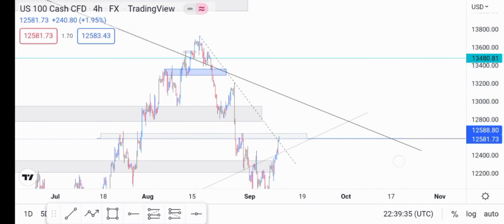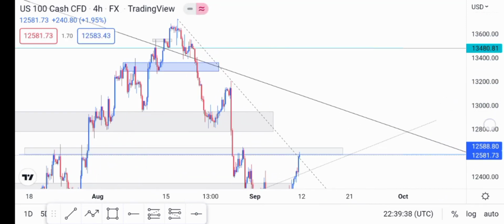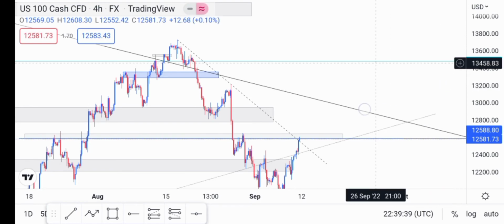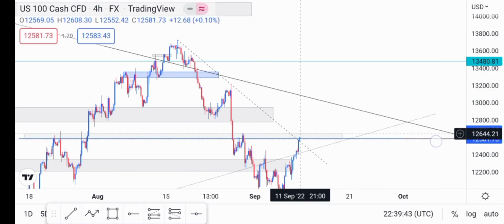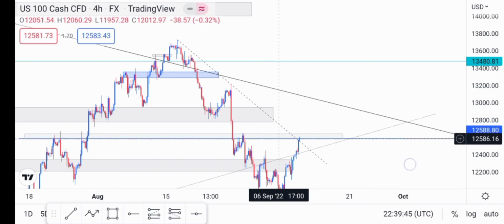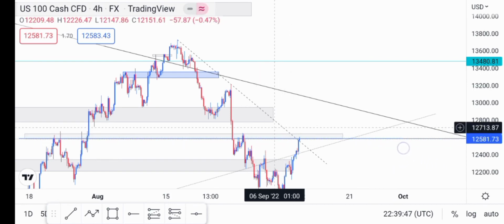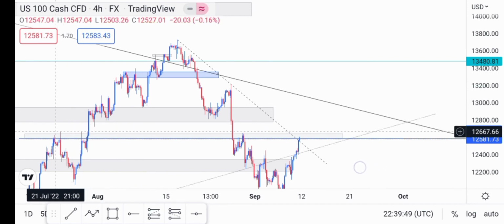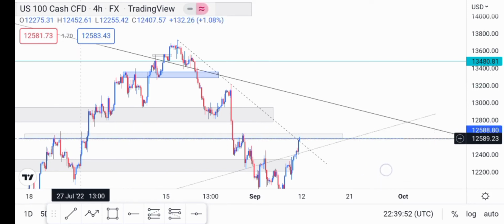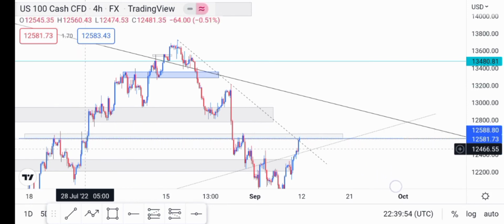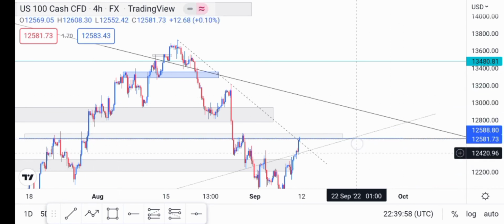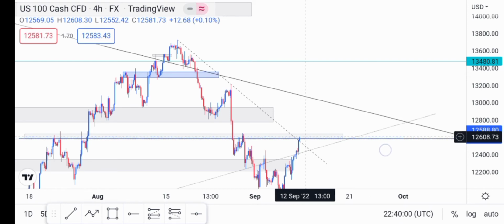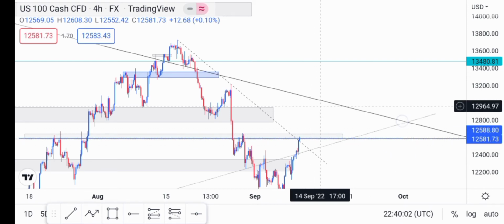If I zoom in a little bit, you can clearly see that you have our first touch, second touch, and here our third touch has been broken, and we are currently on this level right over here, which has been respected a lot. As you can see right over here, the market managed to push to the upper side, rejected a little bit before pushing to the upper side again. So we could have the same movement happening right over here. We could see a rejection and a push to the upper side.